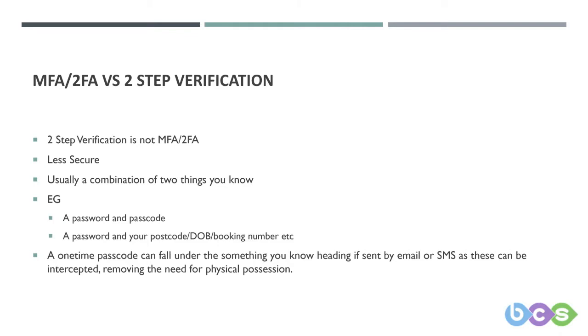Two-step verification or two-step authentication is another method of confirming a user's identity by utilizing two things that fall under the same factor, which is something they know. Some examples could be that you would have to type in a password and a passcode, or a password and a booking number. These are both stored at the other end and can be compromised. So these are both stored on the server side that you're accessing, so that you can authenticate against. That being said, two-step is generally less secure than MFA, but it is still better than nothing.